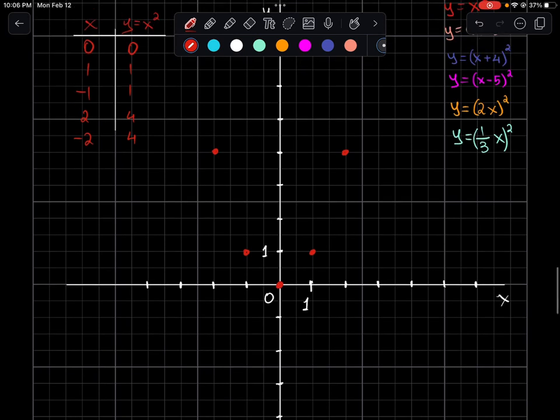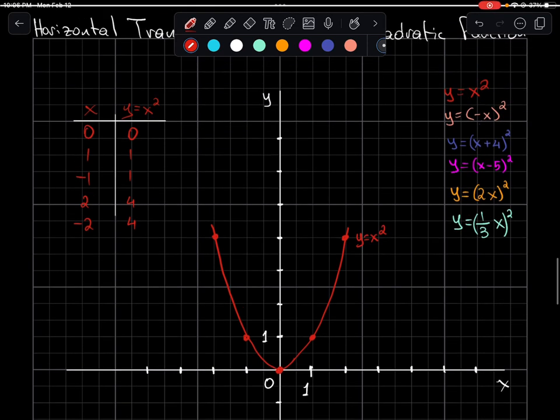And now if I connect those, make sure you round it at the vertex, it's not pointy. This is my parent function y equals x squared. Okay, knowing this, I will be able to graph that function that's negative x in a parenthesis squared.